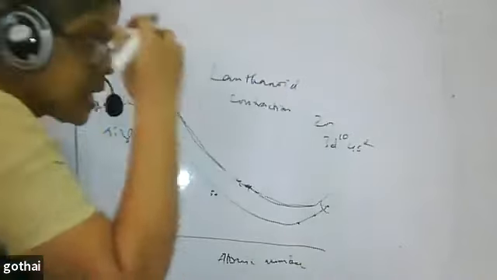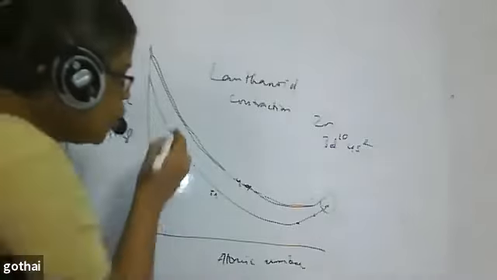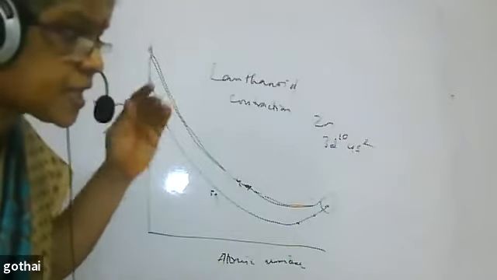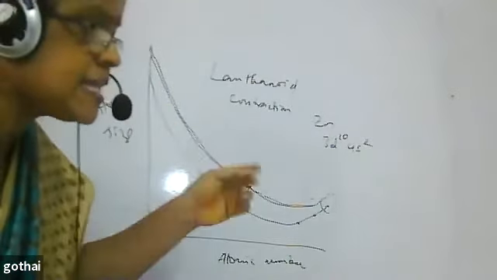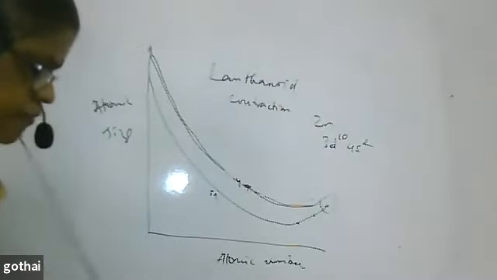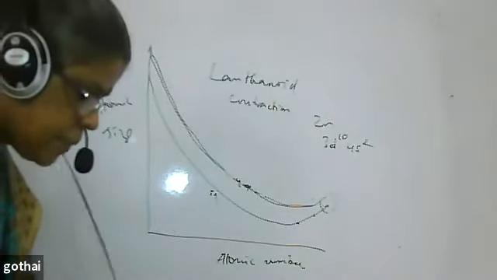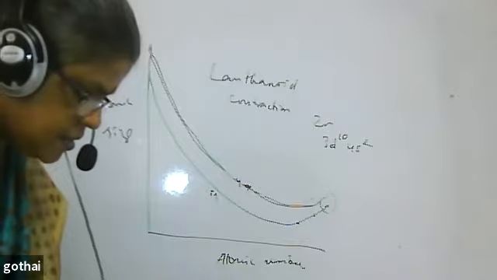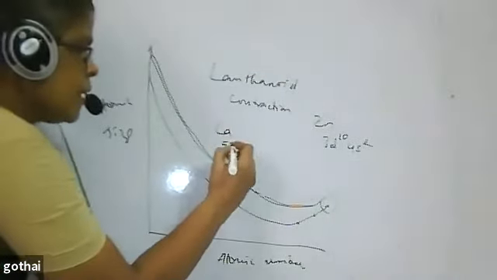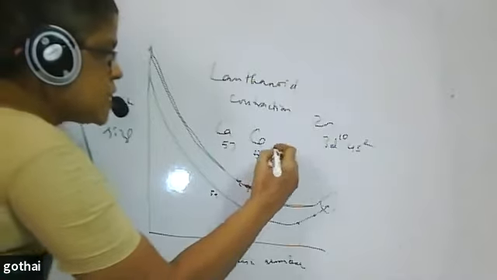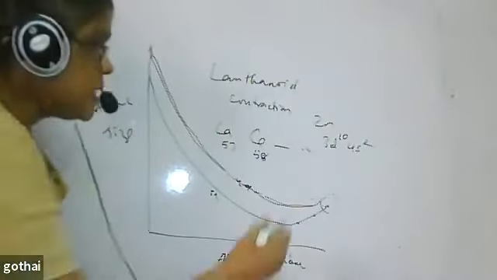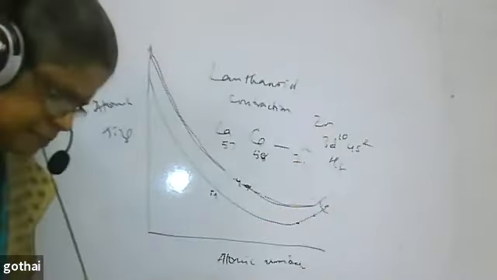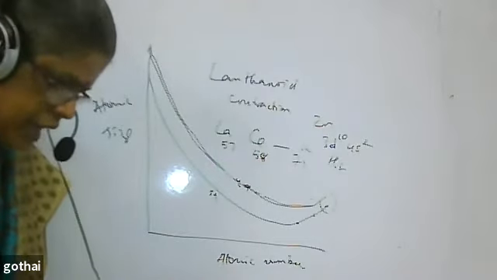What is lanthanide contraction? I am repeating it. When I move along the period, the size decreases, that is lanthanide contraction. Why is it happening? It arises due to lanthanides. In the 5D series, after lanthanum, whose atomic number is 57, cerium is 58, and 58 to 71 are kept down. Then after that only you have hafnium.